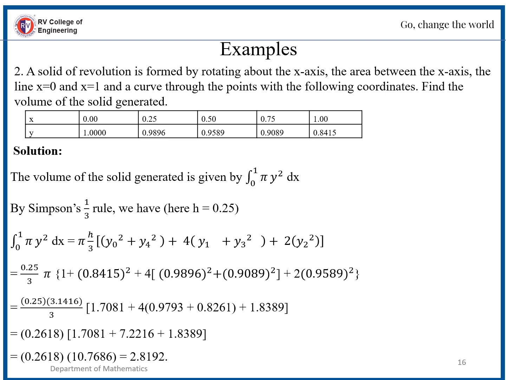So the formula is pi h divided by 3 times y0 squared, because in the integral from 0 to 1 of pi y squared, all y values are squared. That is why y0 squared plus y4 squared, where y4 is the last value in the table, plus 4 times y1 squared plus y3 squared, plus 2 times y2 squared. Those values are substituted in the formula, and the answer we obtain is 2.8192.